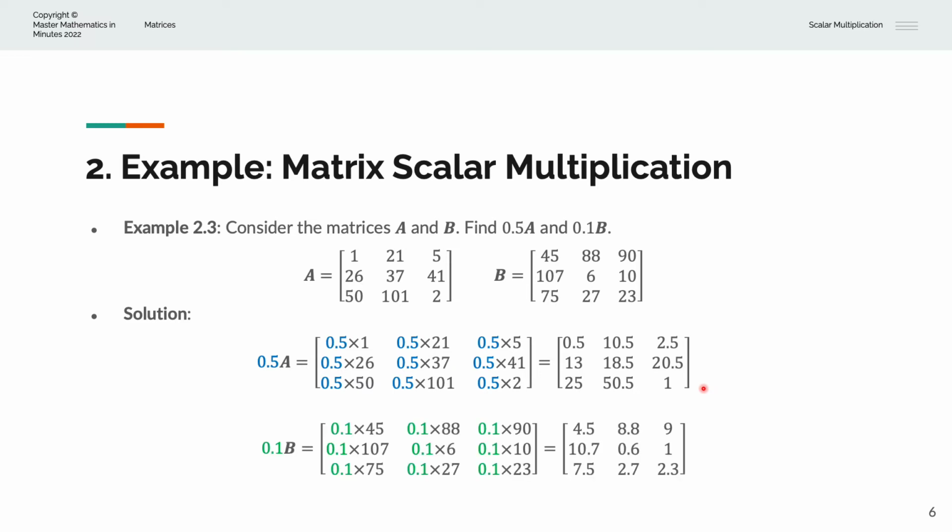And to find 0.1B, we multiply each corresponding entry by 0.1. So we have 45 times 0.1, 88 times 0.1, and 90 times 0.1 as the first, second, and third entries. And 0.1 times 45 gives us 4.5, and 0.1 times 88 gives us 8.8, and 0.1 times 90 gives us 9, and so on. So by following the same approach we're able to obtain the completed matrix 0.1B.